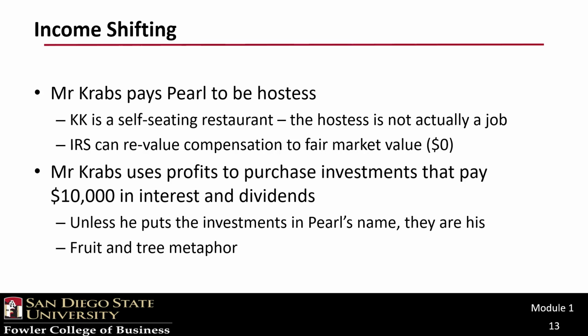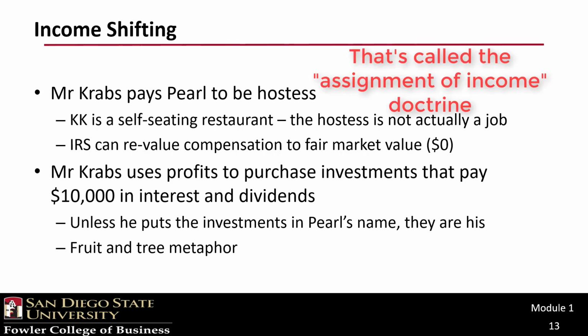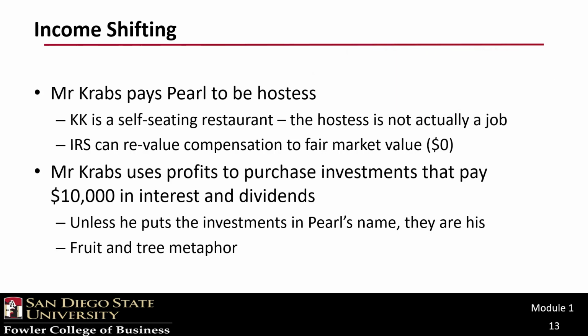Okay, so one of the ways that Mr. Krabs might shift his income to his daughter might be, well, here's what I'm going to do. I'm going to give the interest and dividends to you when I receive it. But you can't simply give away your income. Unless he actually puts those investments in Pearl's name, they remain his. And there's a famous metaphor, it's probably in your book, but if it isn't, you can certainly Google it, by Judge Leonard Hand, who says, the fruit never falls far from the tree, right? And that's absolutely true when it comes to income. If you're the tree, the fruit belongs to you.